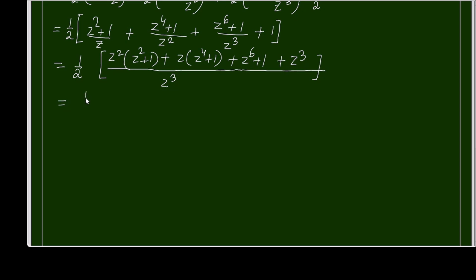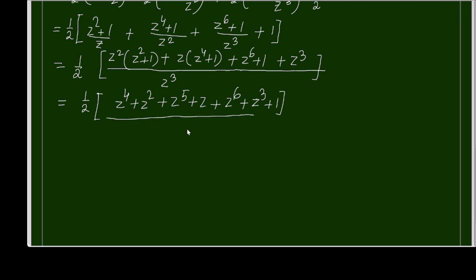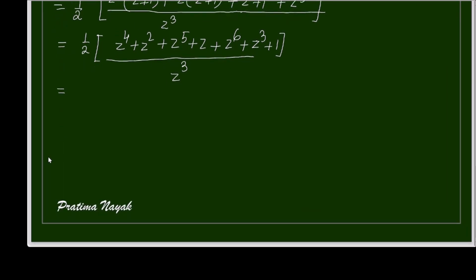This equals half of z to the power 6 plus z to the power 5, z to the power 4, z to the power 3 plus 1 over z cube. Now what? Now is the trick. I'll multiply by z minus 1, both numerator and denominator. Let us see what is happening.